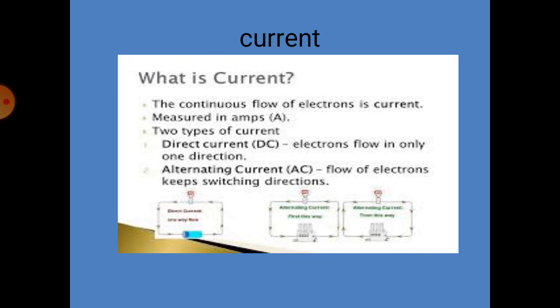Depending upon direction, the current can be classified into two types: direct current and alternating current. Direct current means electrons flow in only one direction. Alternating current keeps switching directions, and the direction is always alternating. Alternate means changing directions frequently.